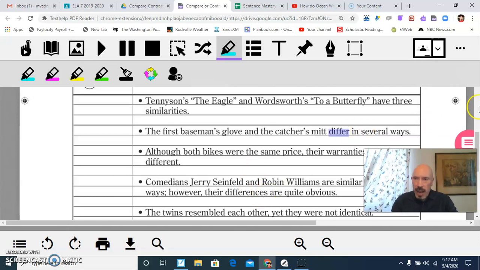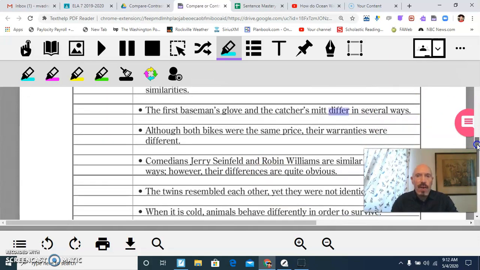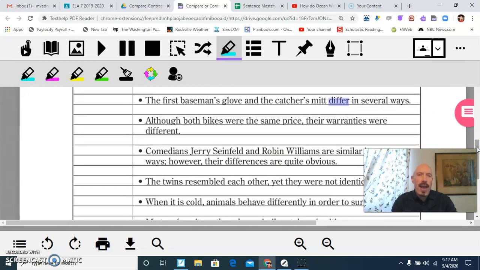And here's an example of starting off with an occasion for writing and then making a position. Here we have a dependent clause: Although both bikes were the same price, that's your occasion for writing, starting with a subordinate conjunction, their warranties were different. Actually, this is a position you're making. Maybe the people who write the warranties might disagree, but I think it's a reasonable statement.